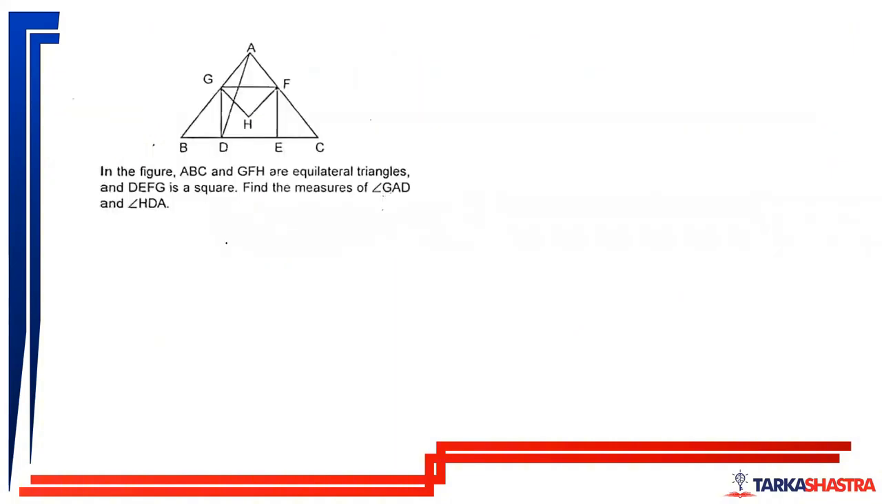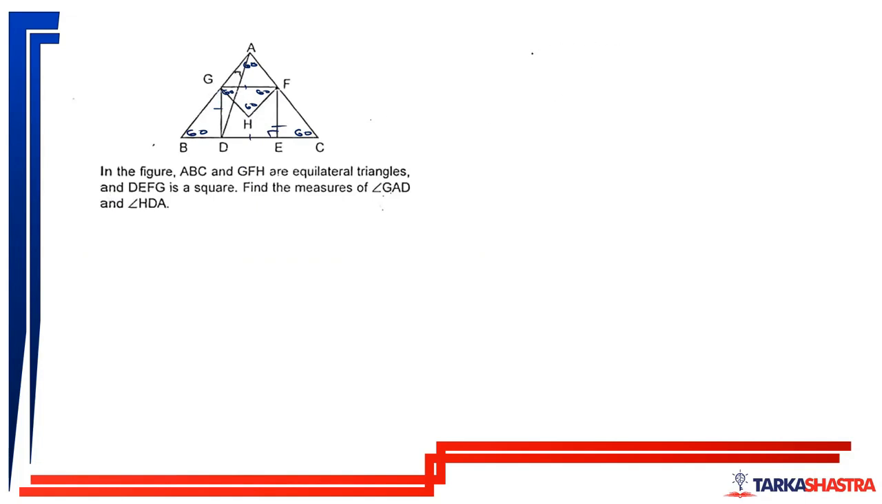Okay, now let us try to solve the question. In the figure, ABC and GFH are equilateral triangles. Very good. So this is 60, this is 60, and angle A is also 60. GFH is equilateral, so this is 60, this is 60, this is 60. And DEFG is a square, which means all the angles are 90 and all the sides are equal. Find the measure of angle GAD.